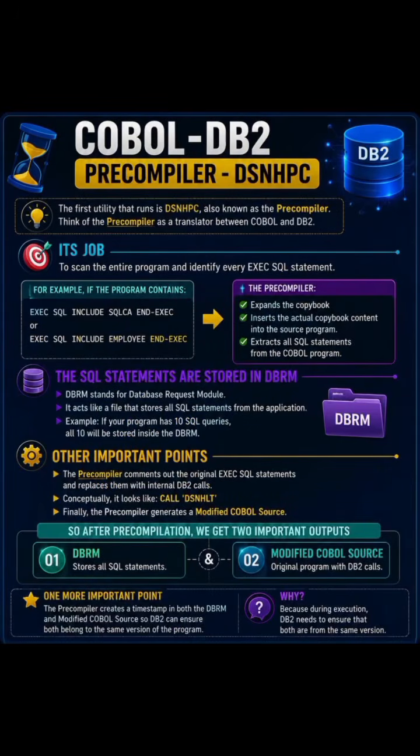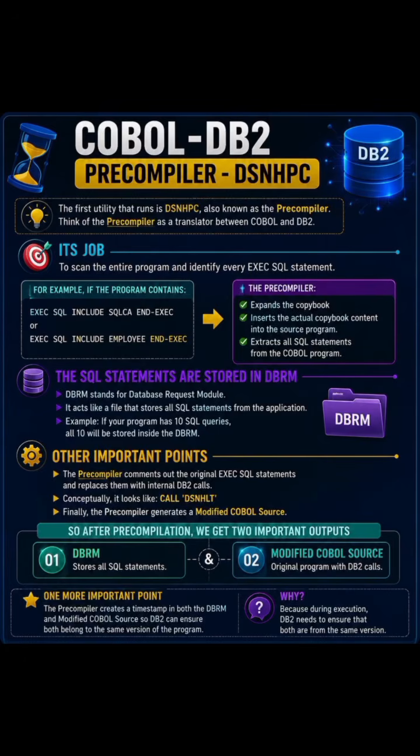Precompiler. DSNHPC. The first utility that runs is DSNHPC, also known as the Precompiler. Think of the Precompiler as a translator between COBOL and DB2. Its job is to scan the entire program and identify every EXEC SQL statement. For example, if the program contains EXEC SQL INCLUDE SQLCA END-EXEC and EXEC SQL INCLUDE EMPLOYEE END-EXEC, the Precompiler expands the copybook and inserts the actual copybook content into the source program.